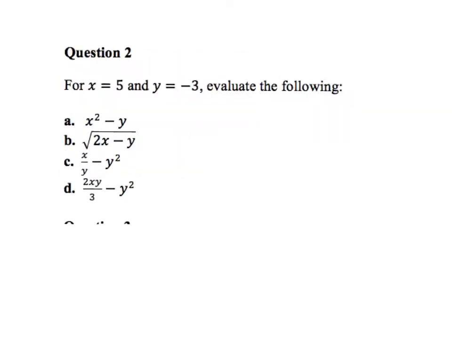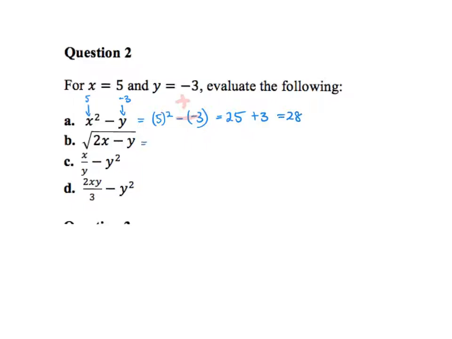In this next question, when they ask you to evaluate something, it just means solve it, and they've told you that x equals 5 and y equals -3. So every time you see an x, you will put a 5, and every time you see a y, you'll put a -3. So if I did this one, it would be 5 squared minus a -3. So 5 squared is 25, and a minus -3 becomes a plus 3. So just remember, a negative and a negative becomes a positive. Okay, so then we just simplify that, and that would be 28.